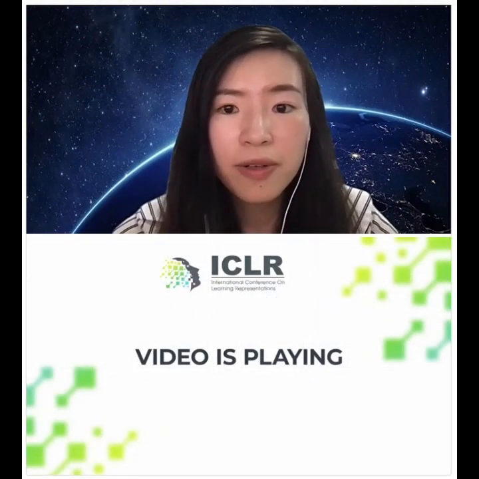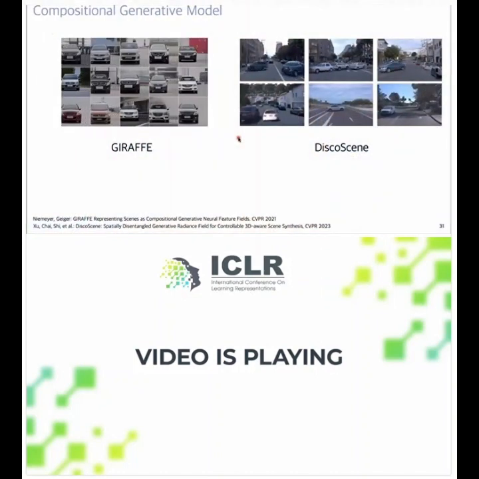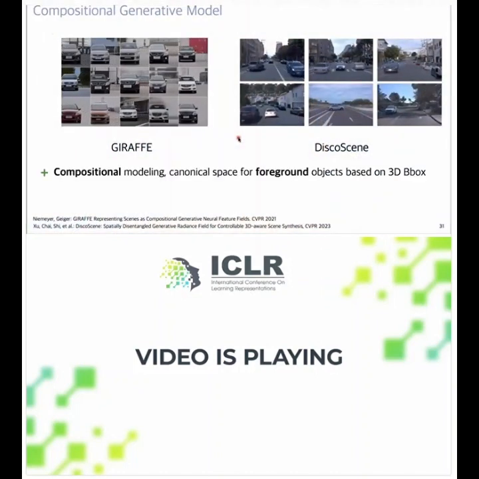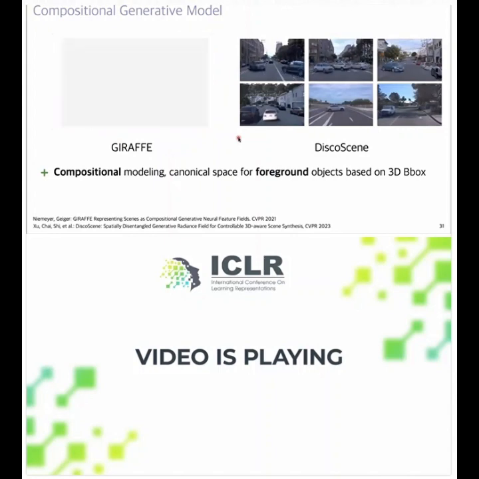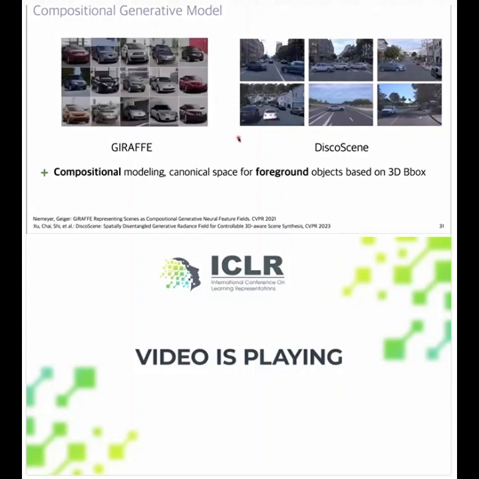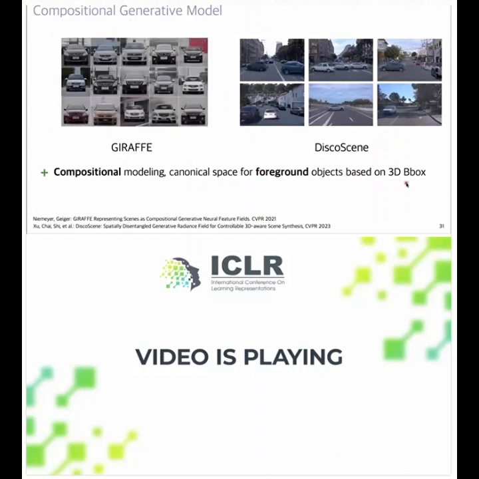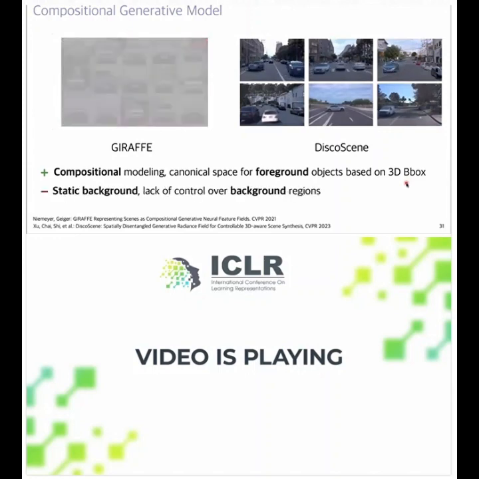So there are already some works in compositional scene generation, like Giraffe and DisCoScene. When they model the generative model, they consider compositional modeling, where they disentangle the foreground and the background. For the foreground objects like cars, they are generated in a canonical space based on the given distribution of the 3D bounding boxes. This is identical to assuming that the camera pose is known in the object generation.